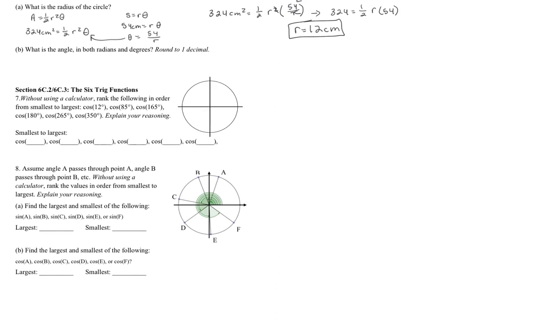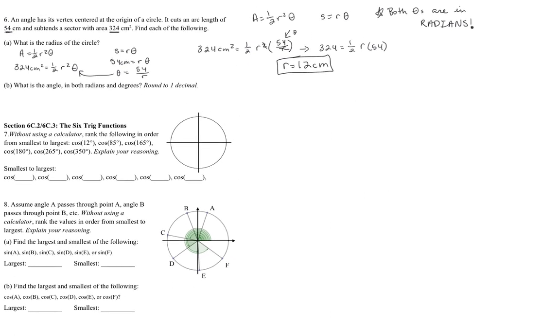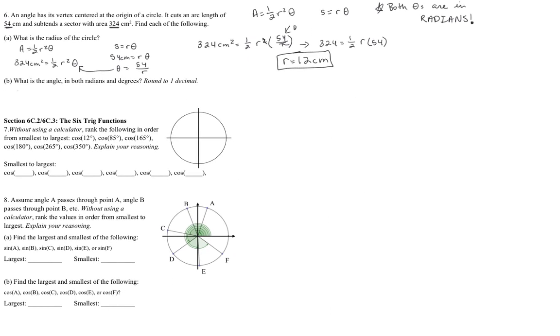Alrighty, so the next question says, what is the angle in both radians and degrees? So if you remember from the last one, our theta can be found by doing 54 over r. And we know r now is 12, so 54 over 12, so our theta in radians is 4.5 radians. And then if we're trying to change it to degrees, we just multiply times 180 degrees over pi, and we are left with roughly 257.8 degrees. Perfect.